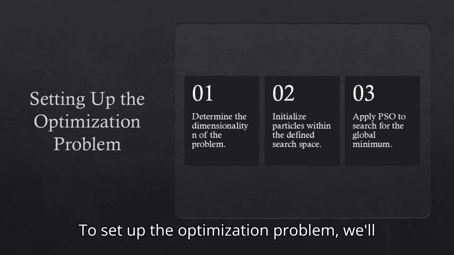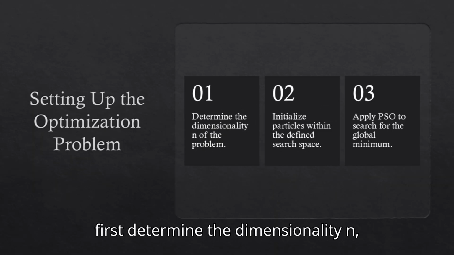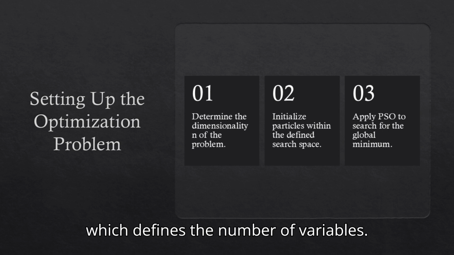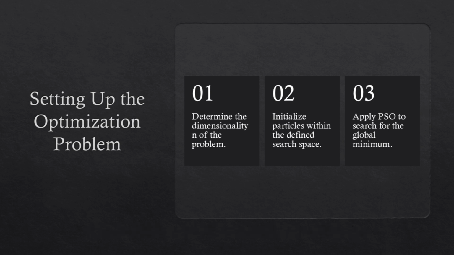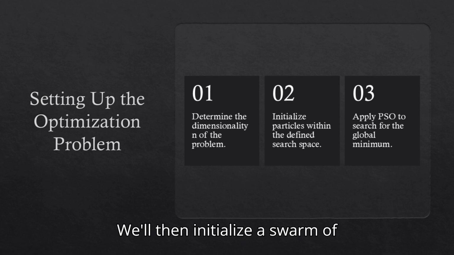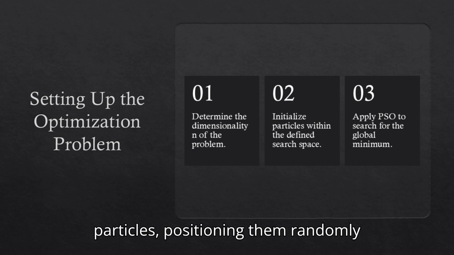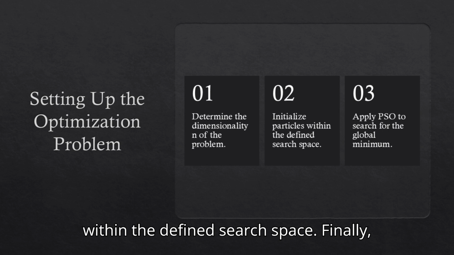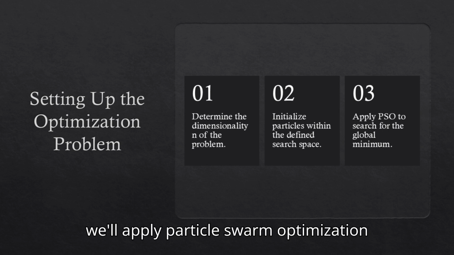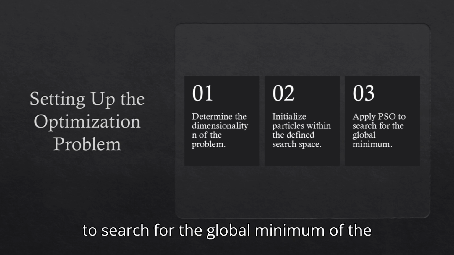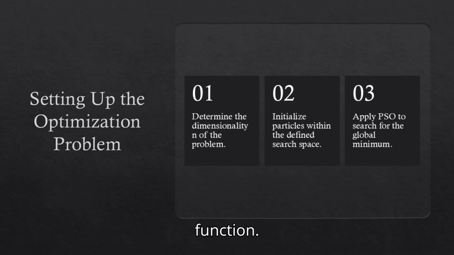To set up the optimization problem, we'll first determine the dimensionality n, which defines the number of variables. We'll then initialize a swarm of particles, positioning them randomly within the defined search space. Finally, we'll apply particle swarm optimization to search for the global minimum of the function.